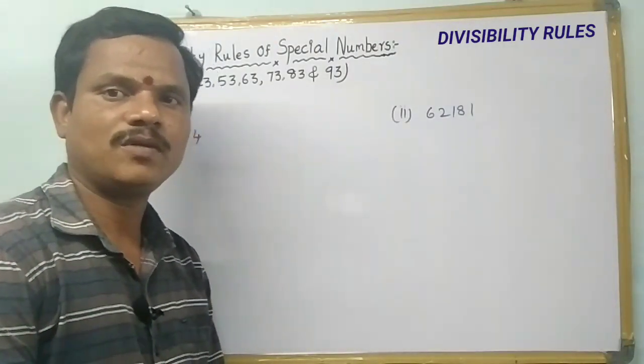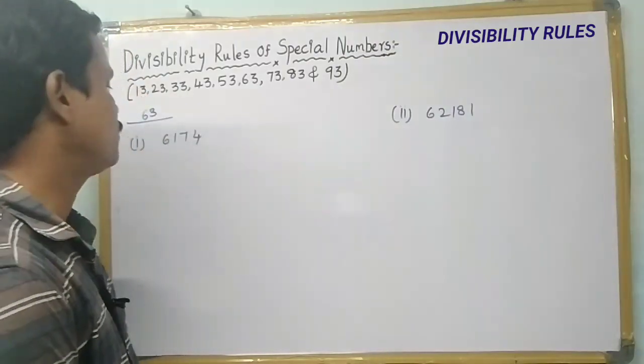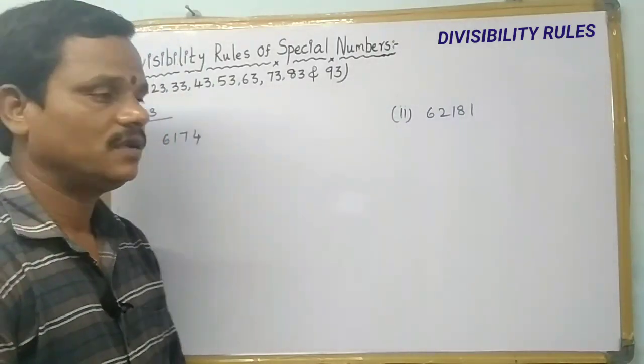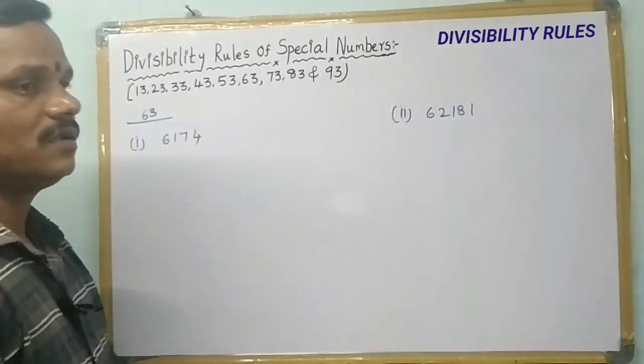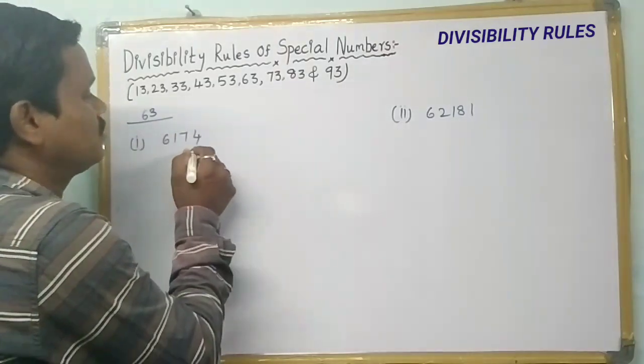Now, the divisibility rule of 63. I am taking one example, 6174. Now see the divisibility rule of 63. What is the procedure? Same procedure.